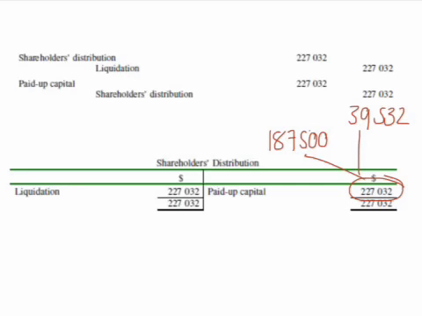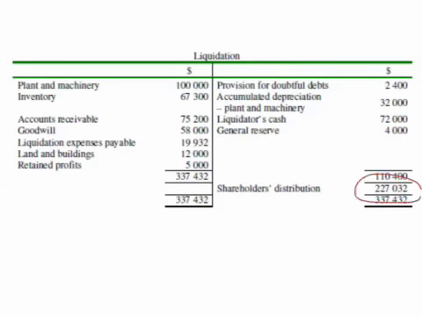So the deficit is transferred from the liquidation account, effectively then closing off the liquidation account and all the other ledger accounts in the accounting records. So if you refer back to the liquidator's account, this is the deficit that was transferred to the shareholders' distribution account. The deficit that is the result of the liquidation process and reflecting the fact that no distribution will be made to the shareholders. So they basically lost their full investment in this company, and they also had to make an additional contribution to cover the cash deficit of the 39,532. So not a very good position for the shareholders to be in.